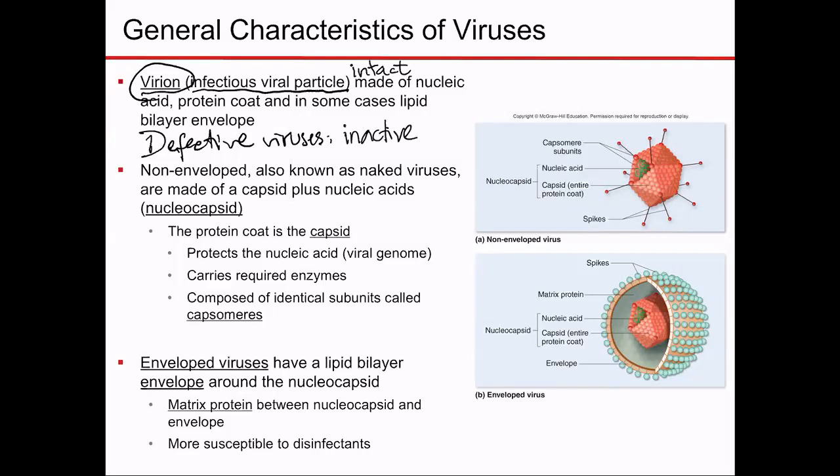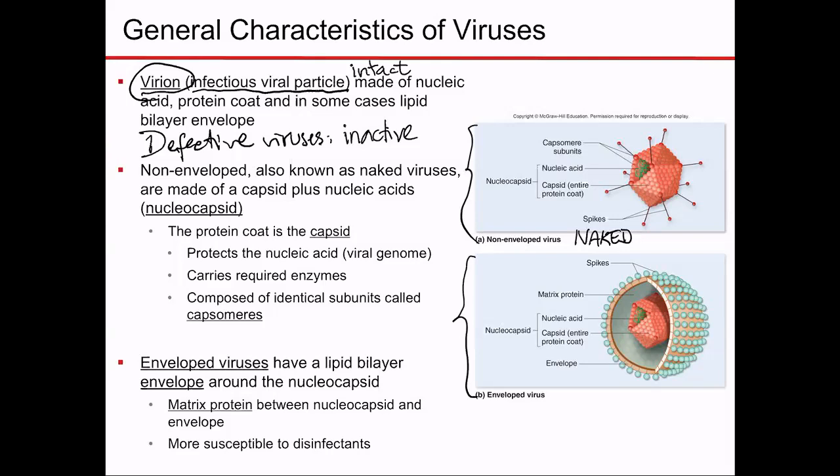Now, there are two main categories of viruses based on the basic structure of the virus. And this applies mostly to animal viruses, what I'm going to explain to you here right now. We have what we call non-envelope viruses, that also receive the name of naked viruses. And we have the envelope viruses. Let's take a look at the difference between these two main types of viruses.